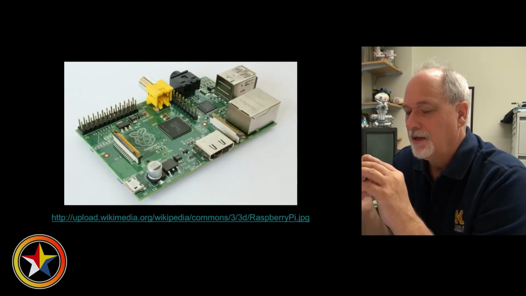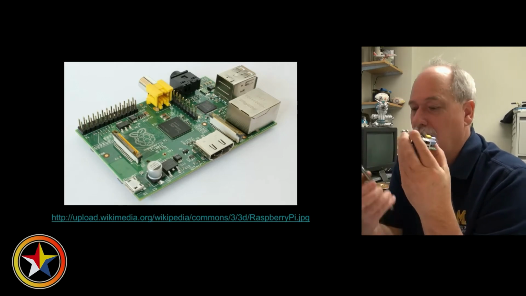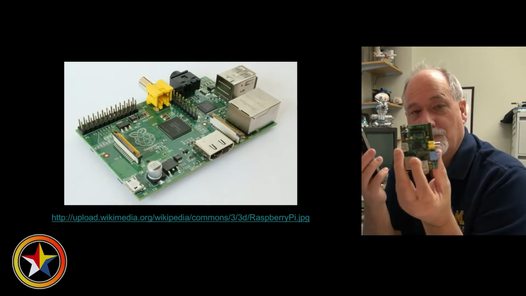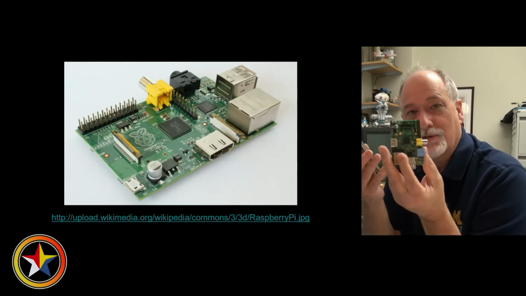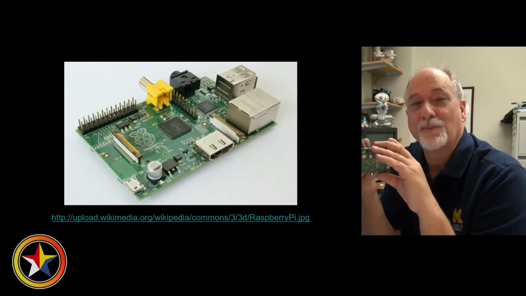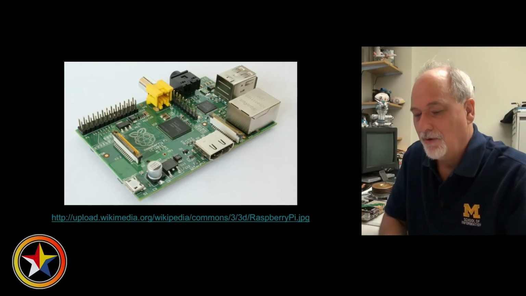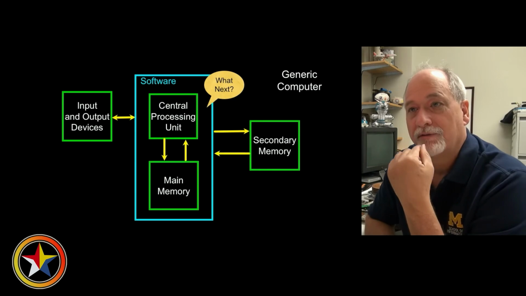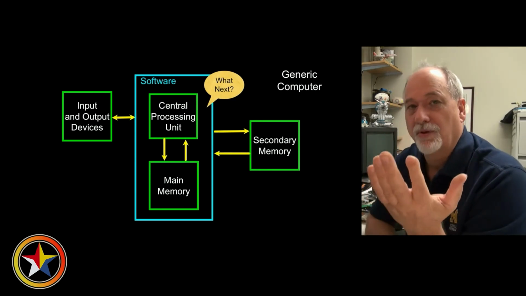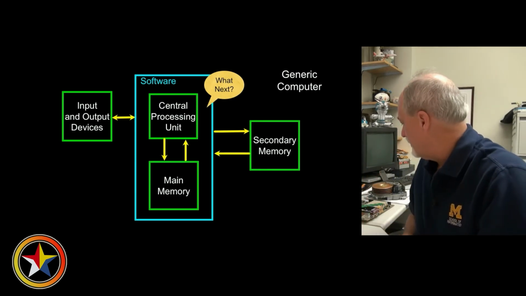The Raspberry Pi is a cute little single board computer. As we go forward, these things are smaller and smaller and smaller. And the interesting thing is that the architecture of these stays the same, but the number of components drops. So I'm going to start and give you a block diagram of sort of a generic computer and tell you the major parts of it.